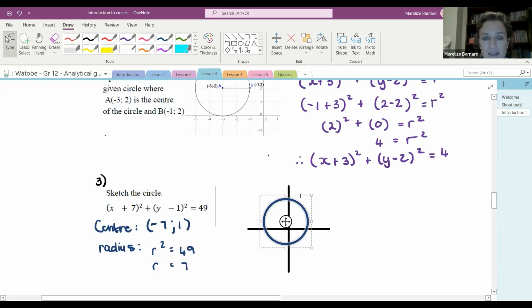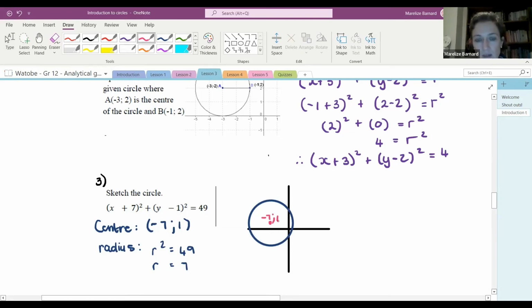And our center is at -7 and 1, so it will be on that side, and our radius is going to be 7. Okay, so indicate on your sketch where your center is. It's -7 and 1, and our radius is 7. It will be seldom that you get asked to sketch the circle, but it is good practice just to know what it will look like if you sketch it.